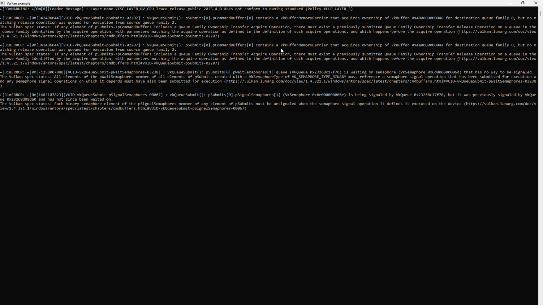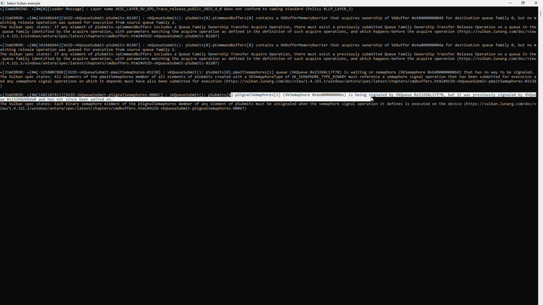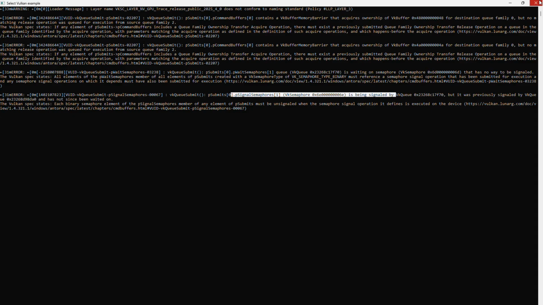This is actually a buffer, so it's a memory thing. It's not okay. So this guy is waiting on a semaphore that has no way to be signaled. So this is like on the GPU side. Okay, so it's a semaphore problem and then of course a buffer problem.